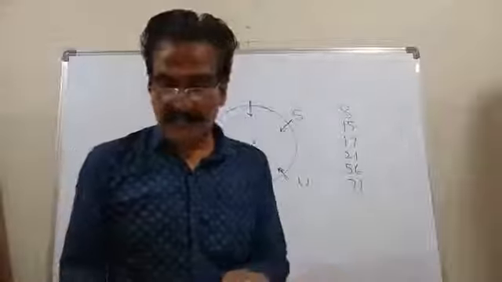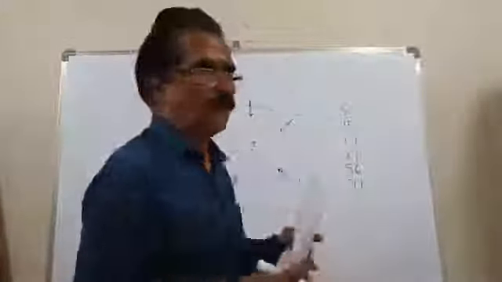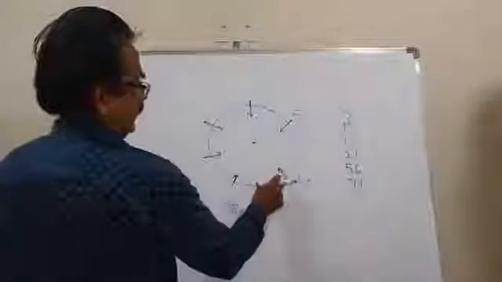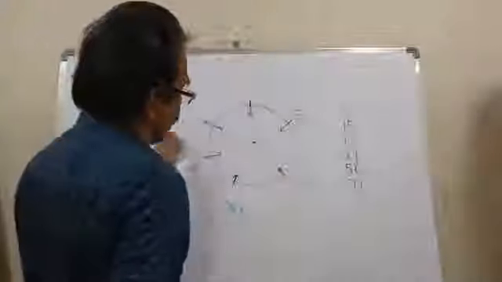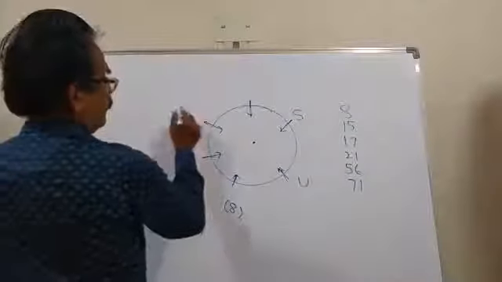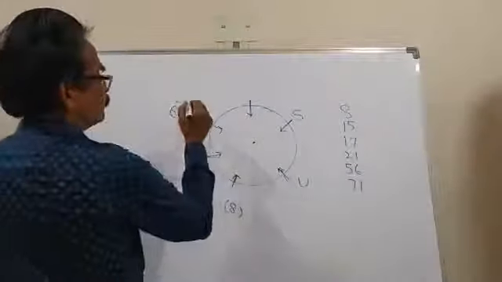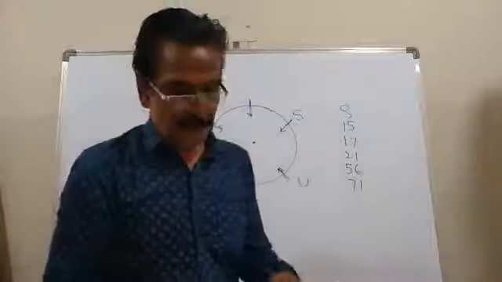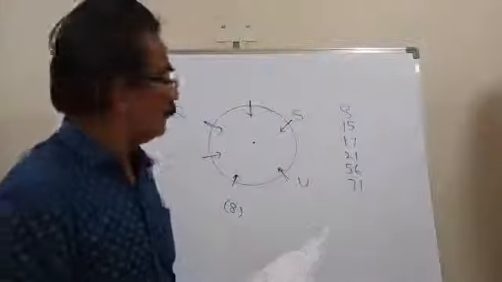So next one, Q sits third to the left of U. Q sits third to the left. Left means this side, right means this side. First left, second left, third left. Q is here. Q sits third to the left of U.